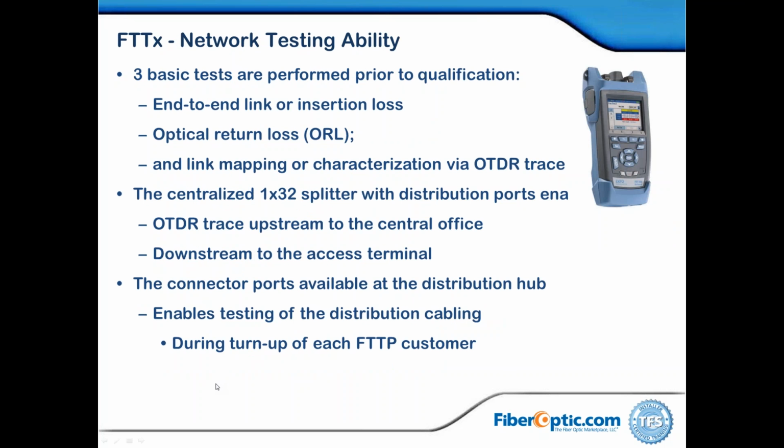So anyway, all the splitters in one location make it pretty easy to break down the circuit for ease of testing and troubleshooting. Now, there are three basic tests that we do: end-to-end link or insertion loss, optical return loss, and mapping or characterizing by way of an OTDR trace. The 1x32 splitters allow the OTDR to trace upstream to the central office and then downstream to the access terminals. Connector ports are available in the hub and enable testing, so we can do that as we turn up each individual customer signing up for service.